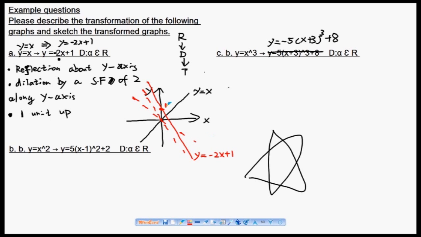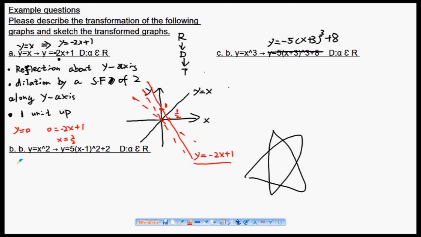This is your new graph, and the graph has one x-intercept, so we need to find this value for the intercept. We make y equal to 0 for x-intercepts, so 0 equals minus 2x plus 1, and x is a half. So at this point, the x-intercept is a half, and that's done. The right line is our new graph.